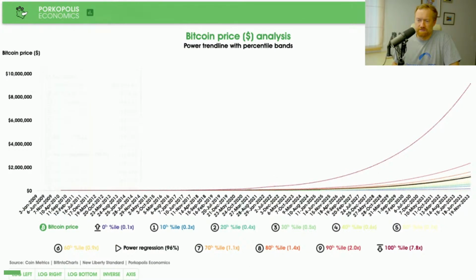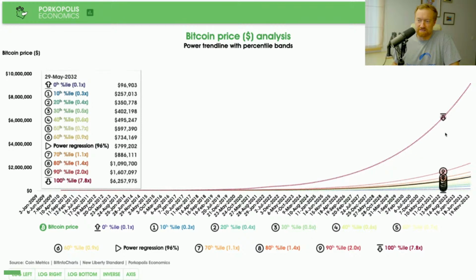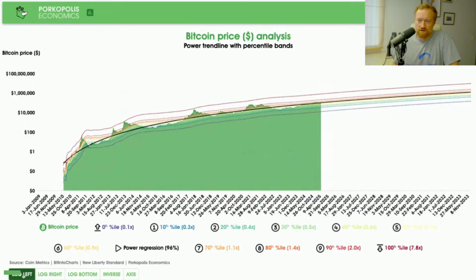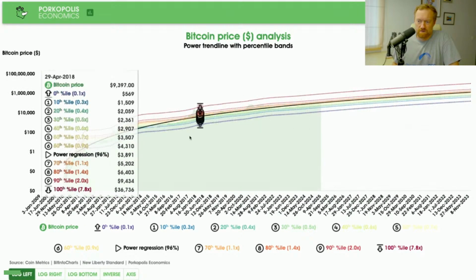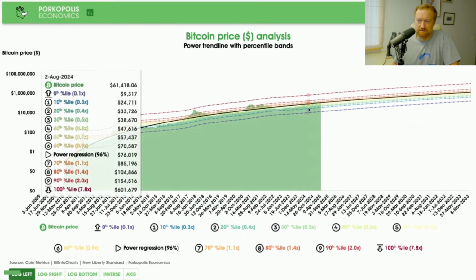I've talked about this a lot. Go on log scale here. You can see kind of the craziness on linear, especially some of these bands of this rainbow. But here's my percentile analysis.